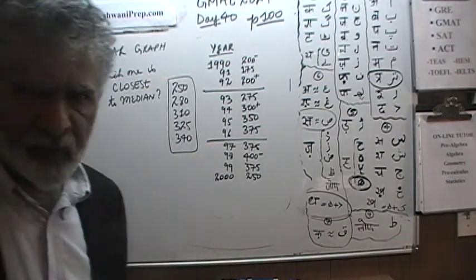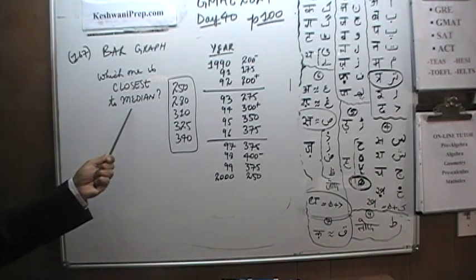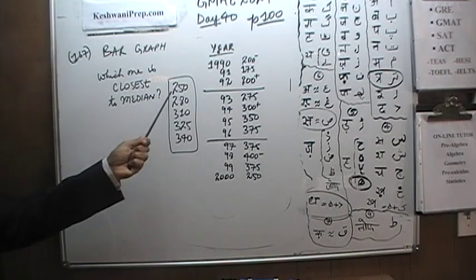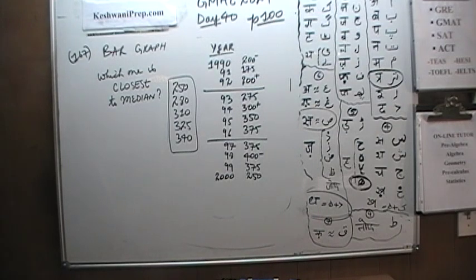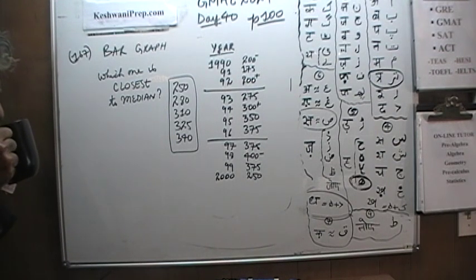The question is very straightforward. They're asking us which one is the closest to the median among these 5 answer choices: 250, 280, 310, 325, 340. Go ahead, do it yourself. Pause the video and do it yourself. Well, here we go.